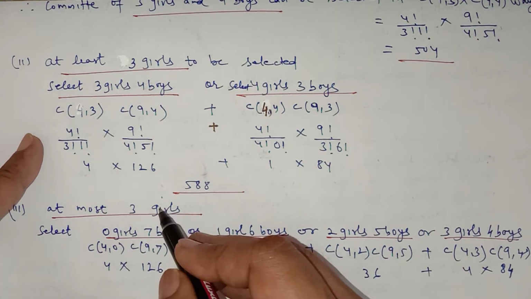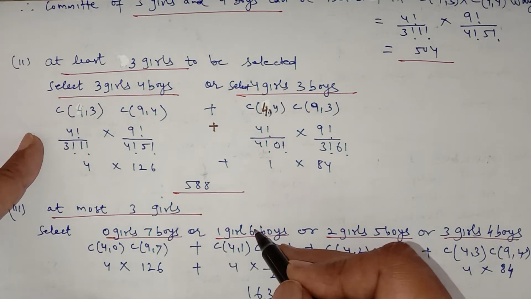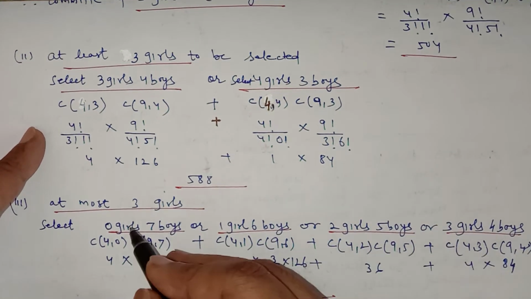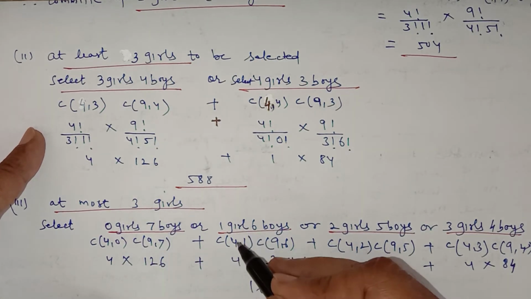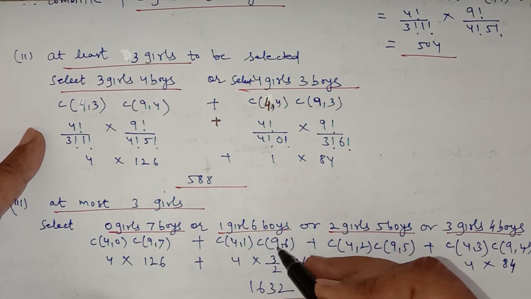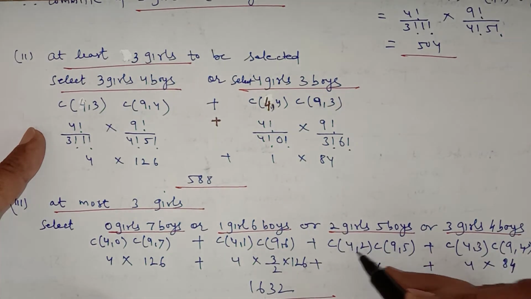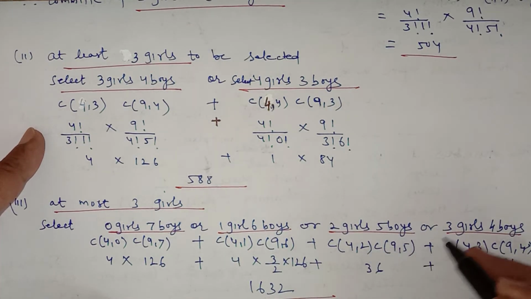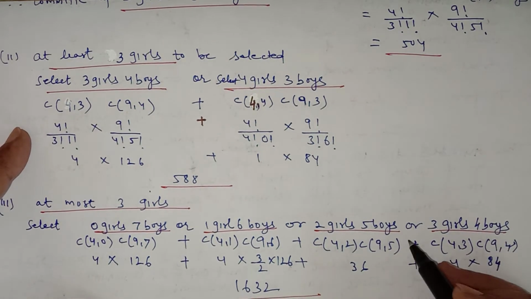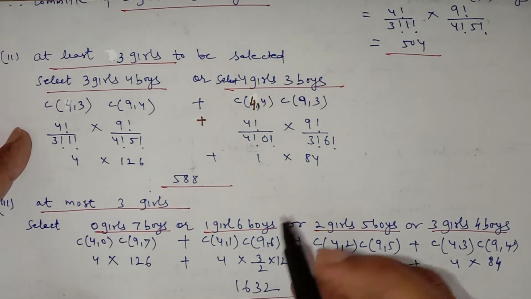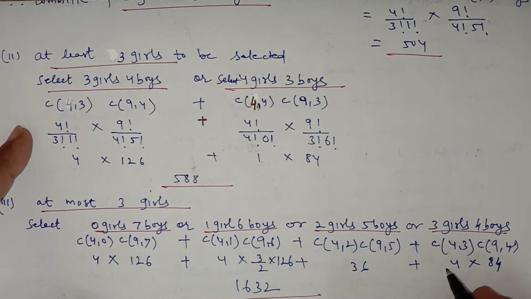0 girls 7 boys can be there in a committee of 7, 1 girl 6 boys can be there in a committee of 7, and like this. So 0 girls you can select from 4, 7 boys you can select from 9, 1 girl from 4, 6 boys from 9, 2 girls from 4, 5 boys from 9, 3 girls from 4, and 4 boys from 9, and a plus sign should be there when there are different cases, and like this.